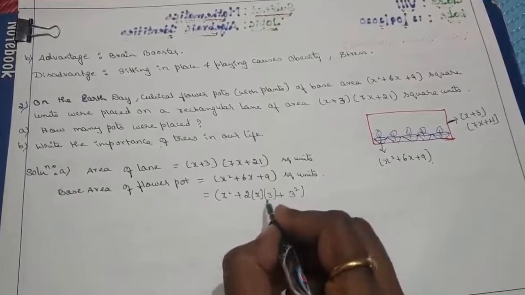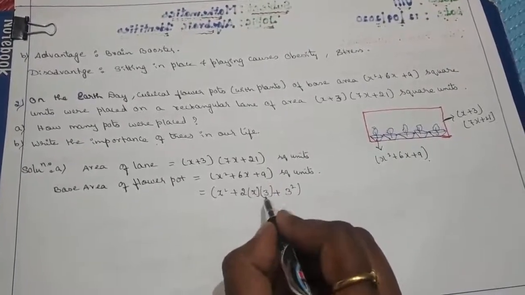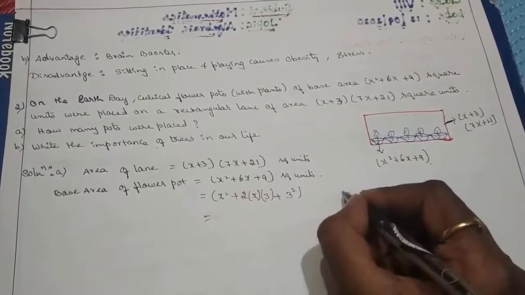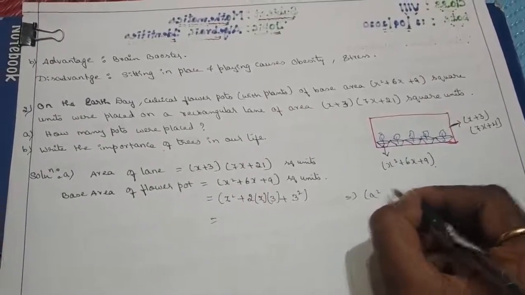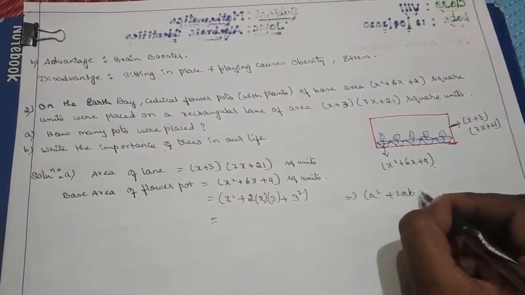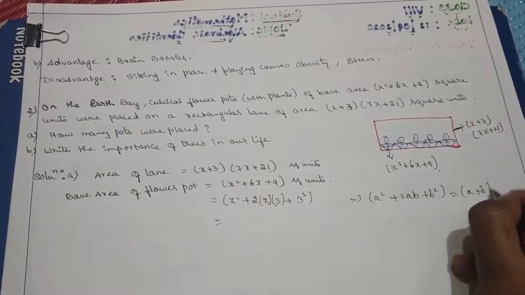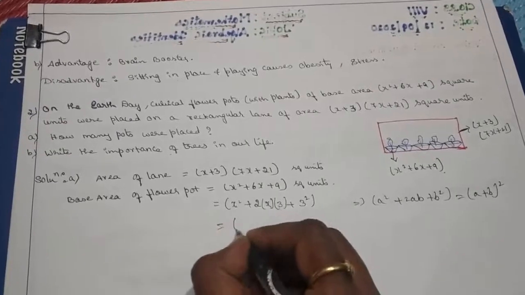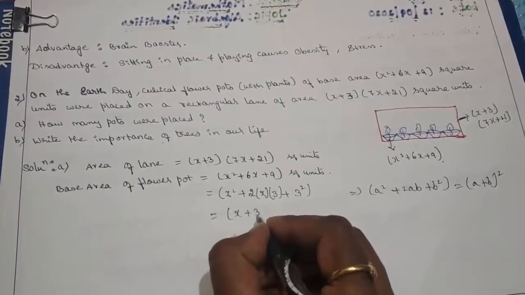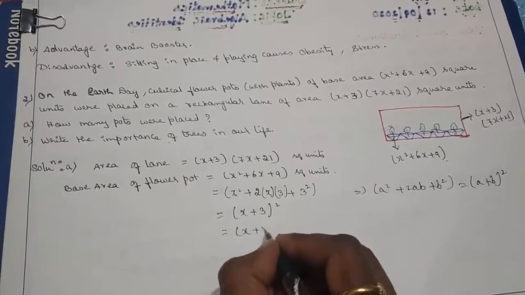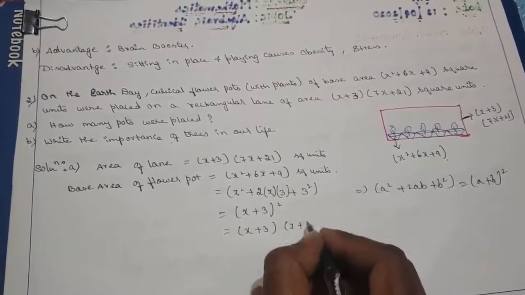Now you can multiply and check whether you will get 6x or not. 3 2s are 6 into x, 6x. Yes. This is in the form of a square plus 2ab plus b square, which is nothing but a plus b whole square. Then this can be written as x plus 3 whole square. Write it in the form of factors, x plus 3 into x plus 3.